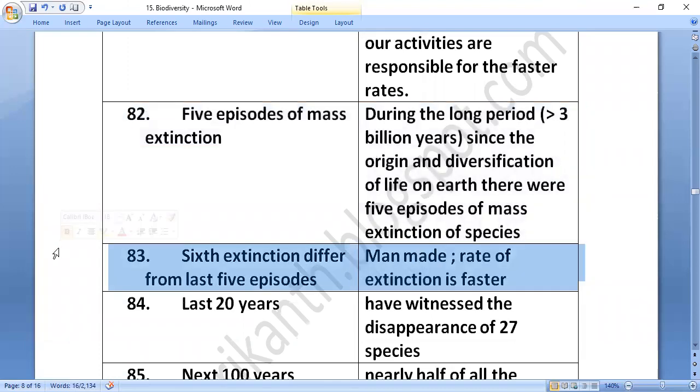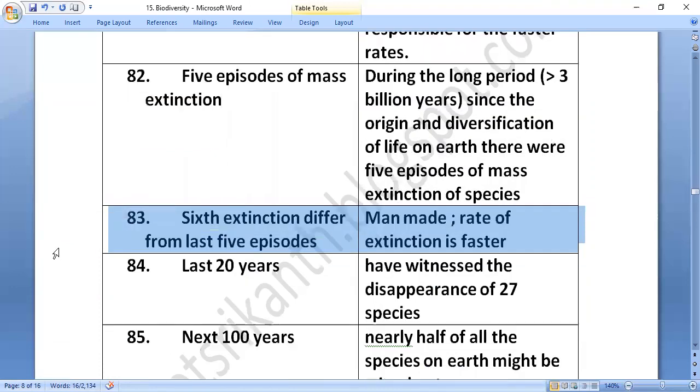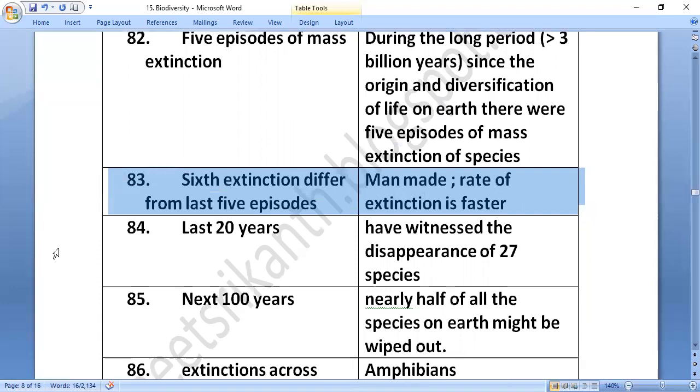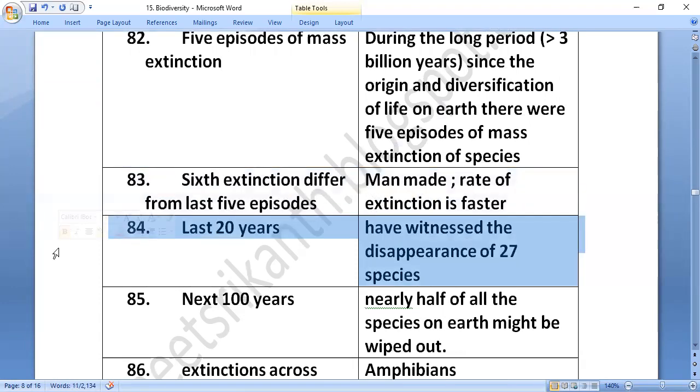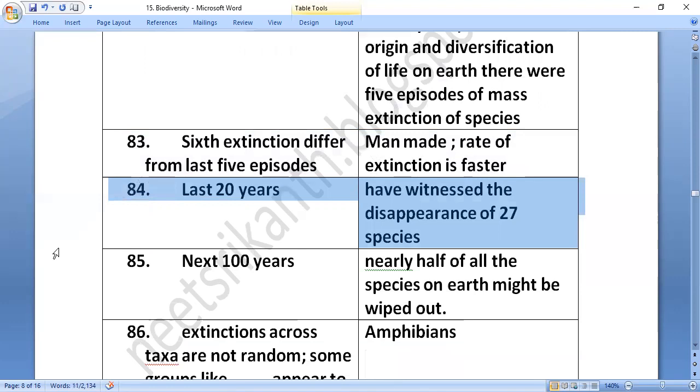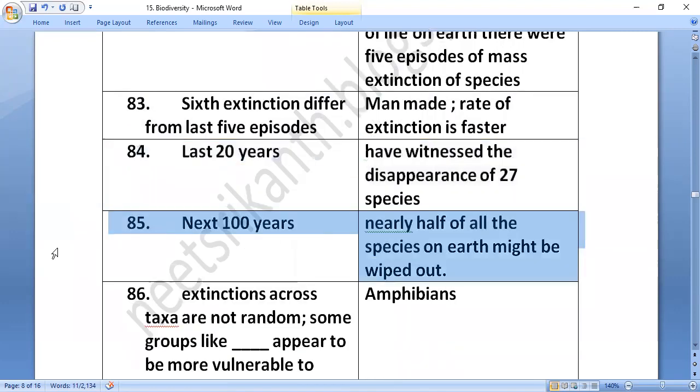The sixth extinction is man-made, and the last five episodes happened naturally. The man-made sixth extinction has a rate of extinction much faster than the last five episodes. In the last 20 years, we have witnessed the disappearance of 27 species.